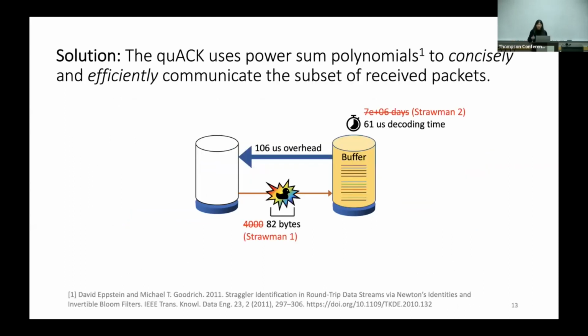Now, we came up with a solution for a quack that is both concise and efficient. The idea behind our quack is we're solving a system of equations using power sum polynomials, where the solutions to those equations are exactly the missing packets. This leverages related theoretical work in error correcting codes and straggler identification in networks. So the size of our quack now is 82 bytes as opposed to 4,000 bytes from before. And decoding a quack, which is finding the missing packets, is only 61 microseconds as opposed to an entire millennium.